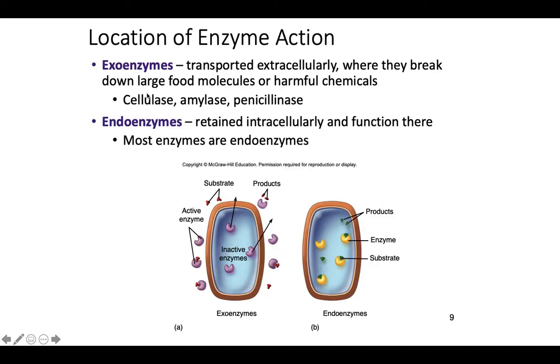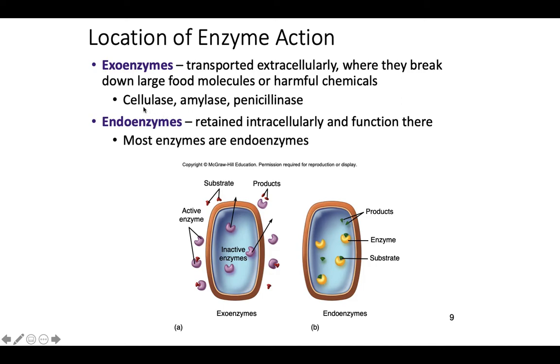Now, there are two different types of enzymes on a really broad scale: exoenzymes and endoenzymes. You get the idea from the name, fairly easy here. Exoenzymes are enzymes that are secreted by an organism outside of their cell to break down really large molecules of food or harmful chemicals and things like that.